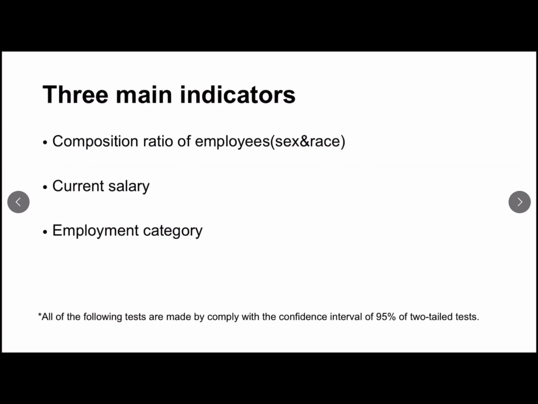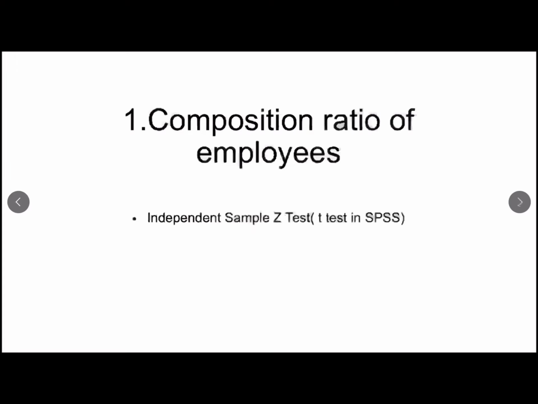So here are 3 main indicators we are going to talk about in order to examine whether there exists gender and racial discrimination in this company. The first indicator is composition ratio of employees, the second one is current salary, and the third one is employment category. First, we are going to talk about the composition ratio of employees.